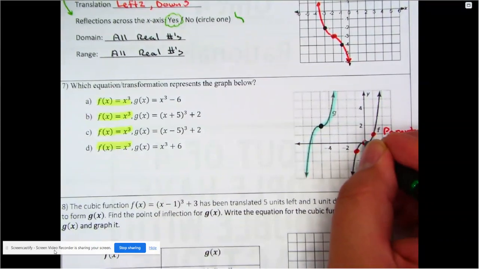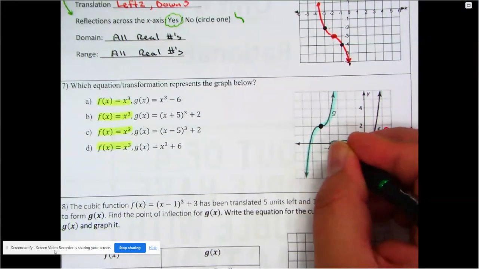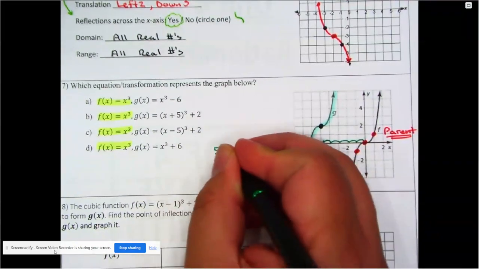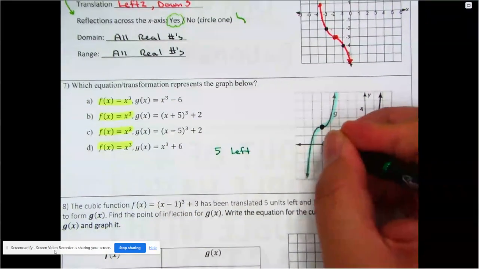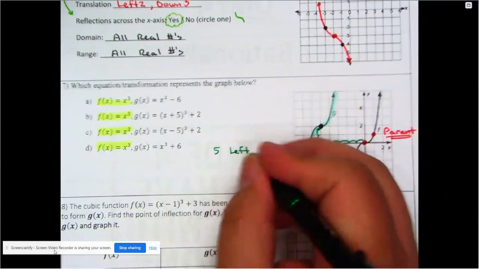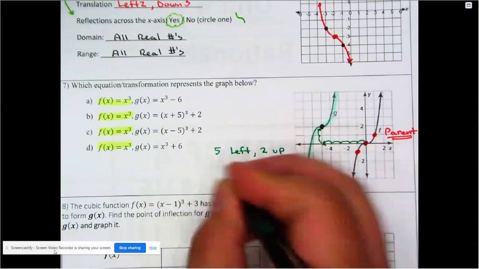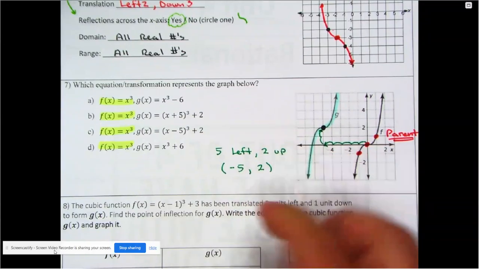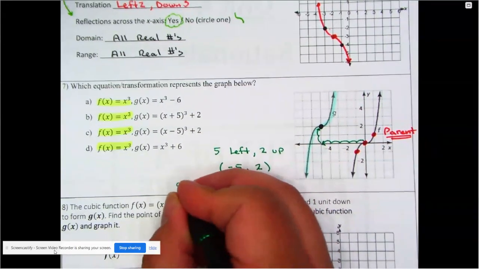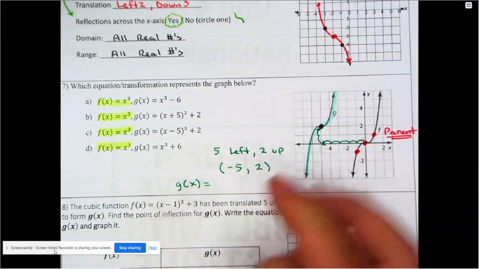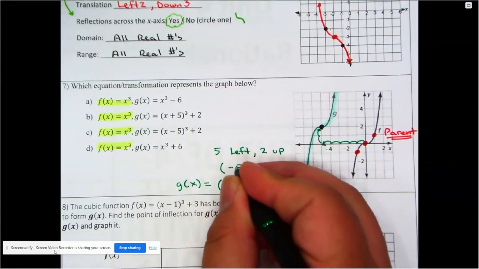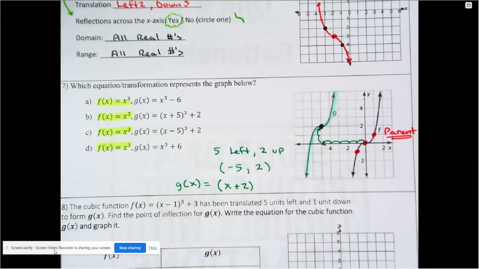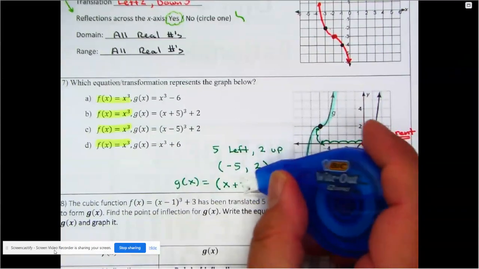Remember, if I'm going this way, I'm going 1, 2, 3, 4. Now, in this case, we went 5 left. So 5 left. We also go 1, 2. So we go 2 up, which means my inflection point is -5, +2. So here I go. I'm looking for an equation. They called it g of x is equal to x. Remember, we went left 5, so that's got to be a +2. Sorry, a +5 squared.